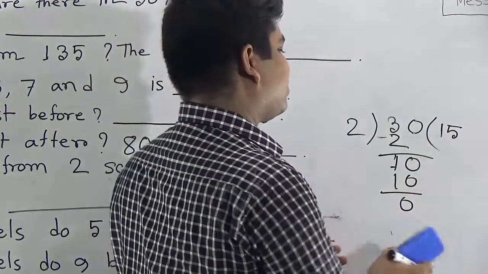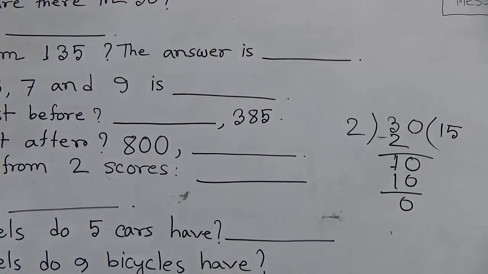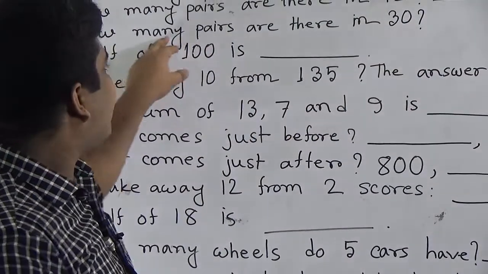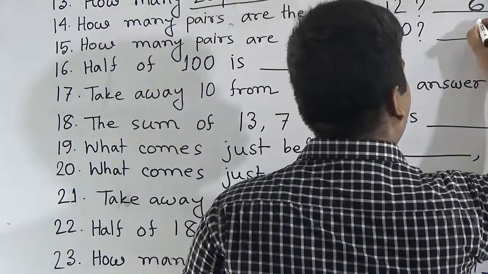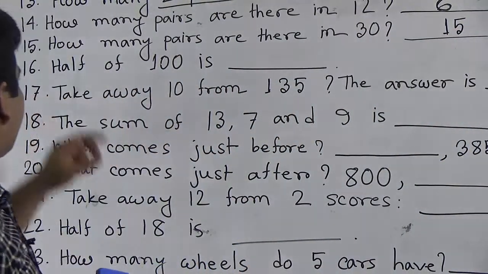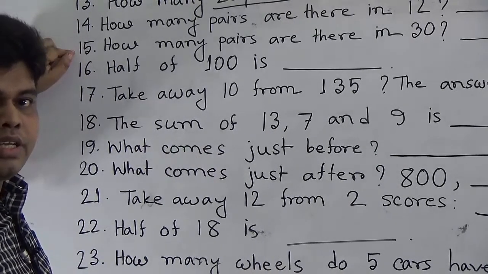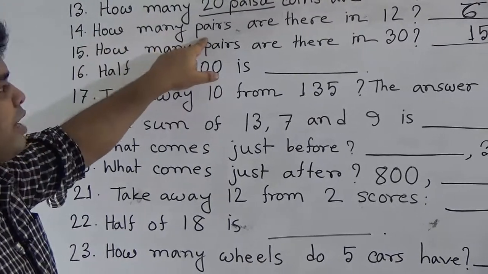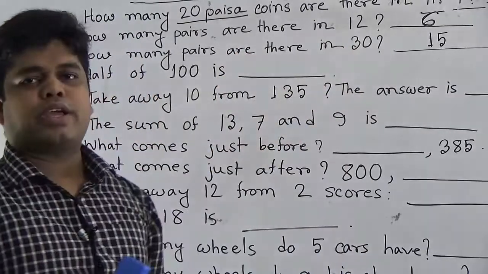I hope you have understood. So we say that there are 15 pairs in 30. So the answer is 15. I hope you have understood question number 15. I repeat, question number 14 and question number 15 are similar. At first we know that one pair equals two things, then we divide the required amount by 2 and we get the answer.